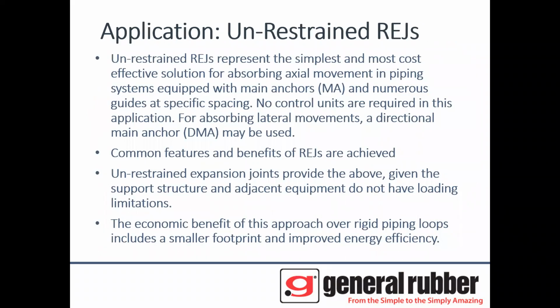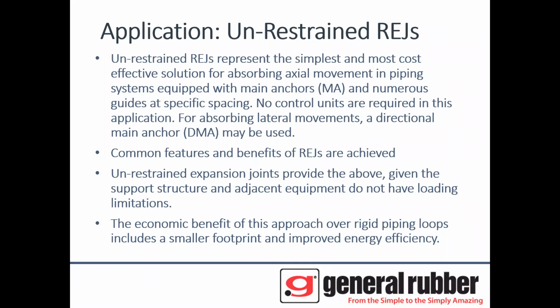So for applications, we'll first look at the unrestrained expansion joint system. Unrestrained rubber expansion joints represent the simplest and most cost-effective solution for absorbing axial movement in a piping system equipped with main anchors and numerous guides at specific spacing. Common features and benefits of rubber expansion joints are achieved, and unrestrained expansion joints provide the above given the support structure and adjacent equipment do not have load limitations.